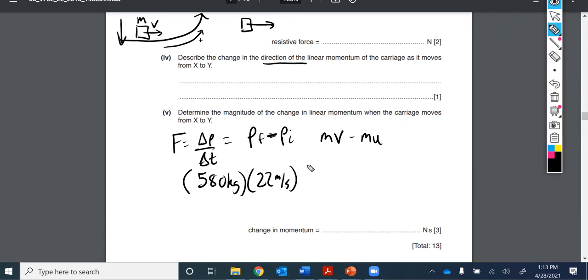So one way to solve this would just be to take 580 times 22, and that would give a change in momentum, again, because we're saying it goes to a final momentum in the x direction of zero. So if we consider this as the x-axis, its initial momentum was 12,760, and then all of that momentum is gone in the x direction. We've sort of transferred it into the y direction.